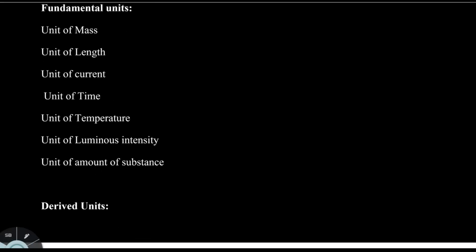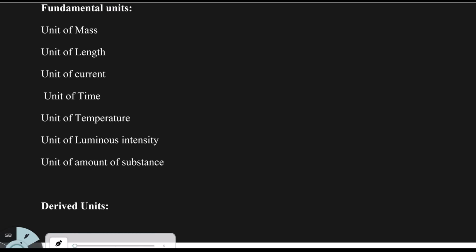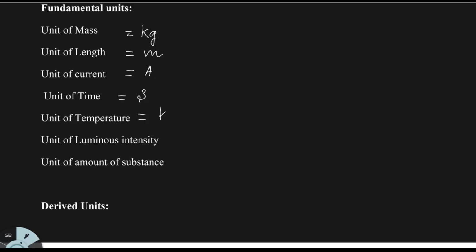The 7 fundamental units are: unit of mass, kilogram, represented by kg. Unit of length, meter, represented by m. Current, ampere, A. Unit of time, second, s. Unit of temperature, Kelvin, K. Unit of luminous intensity, candela, cd. And unit of amount of substance, mole, represented by mol. These are the 7 fundamental units.